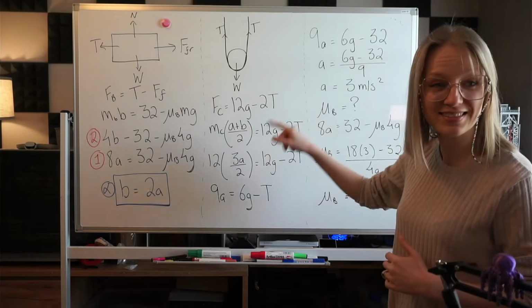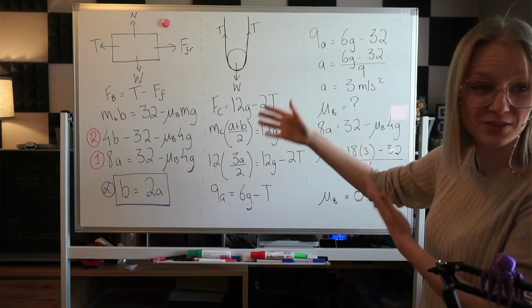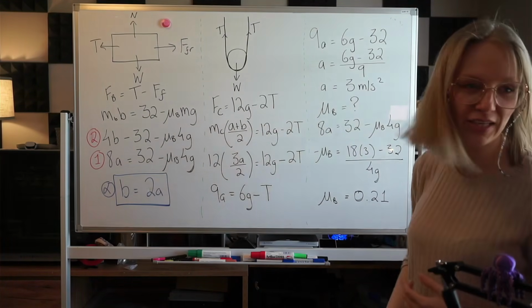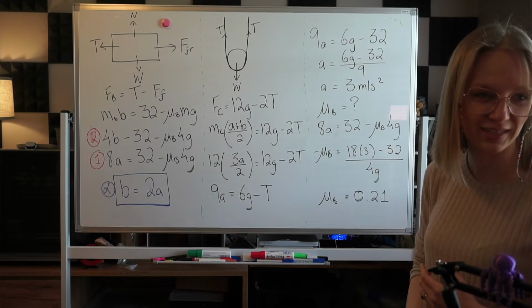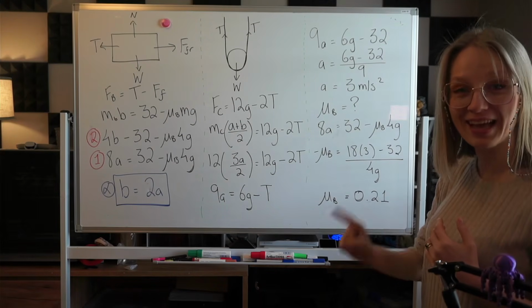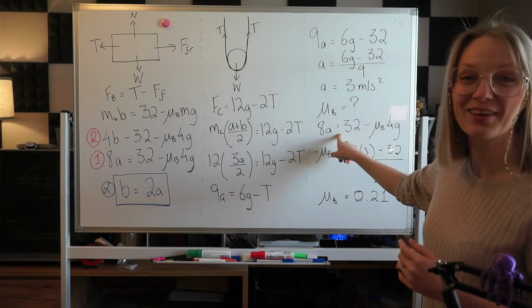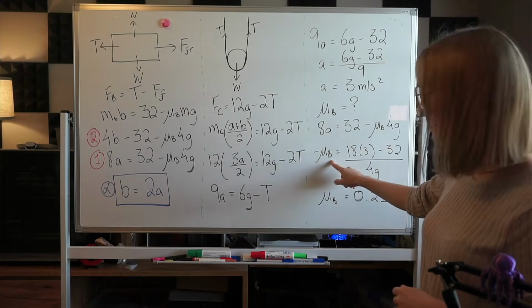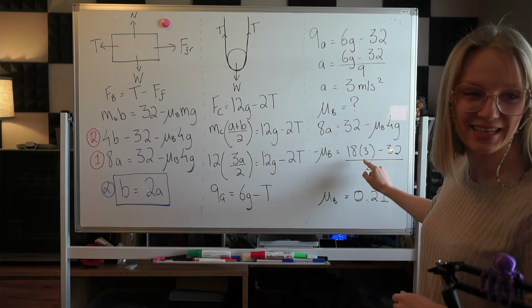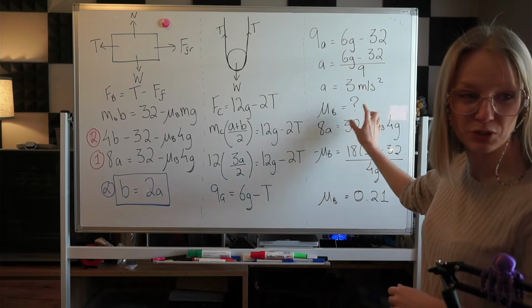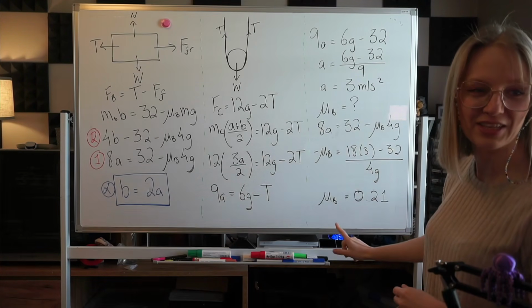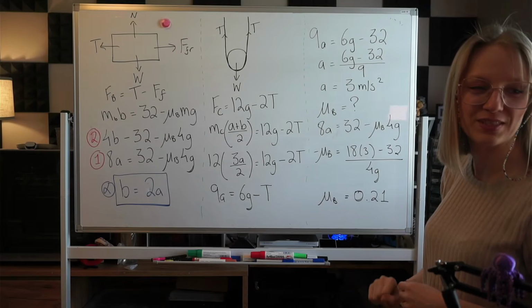A little bit of maths. Let's solve for a to get it on its own because it's our only unknown, and you get roughly 3 meters per second squared. This is weird because the exam question actually asked this for part 2. It turns out it was actually easier to solve it in part 1. Minus mu b is equal to 18 times 3 minus 32 over 4g. We're just rearranging this first equation. You get mu b to be equal to 0.21.